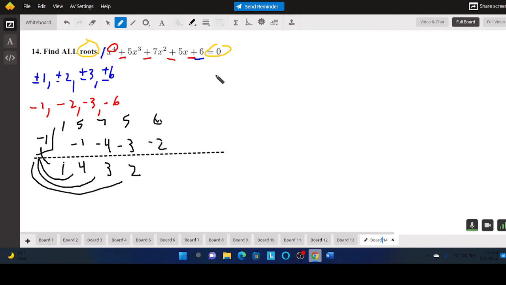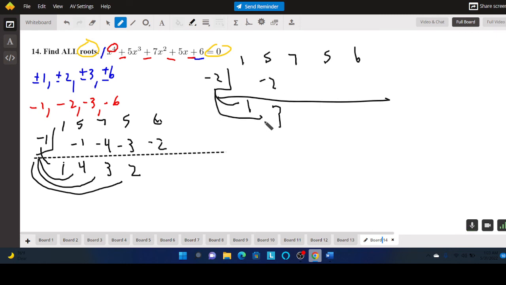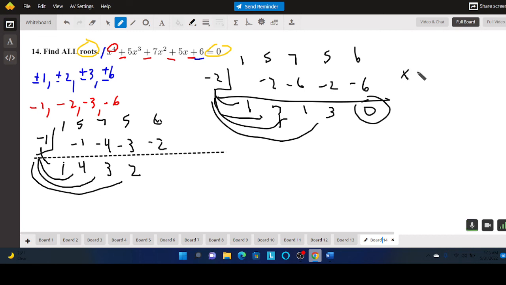Going to try negative 2. 1, 5, 7, 5, 6. Bring the 1 down. Negative 2, 3. Negative 6, 1. Negative 2, 3. Negative 6, 0. Good. So I have one root: x equals negative 2.